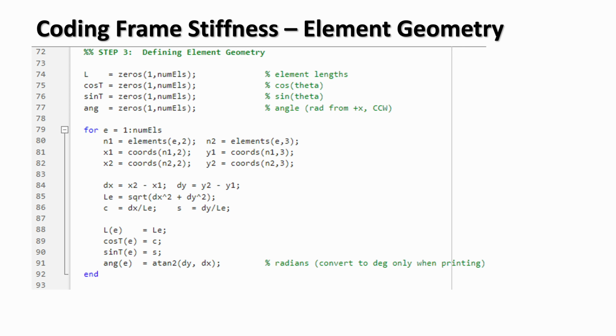We also store the angle in radians using atan2 of dy, dx. This angle is useful for reporting or checking results, but we only convert it to degrees later if we want to display it. This entire step is automatic once the nodes and element connectivity are defined. The code effectively reconstructs the geometry of the structure, ensuring that even if we change the layout or add more elements, the stiffness computation remains correct.